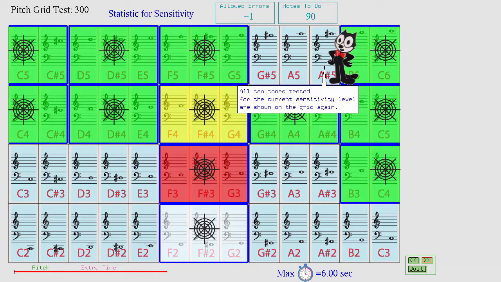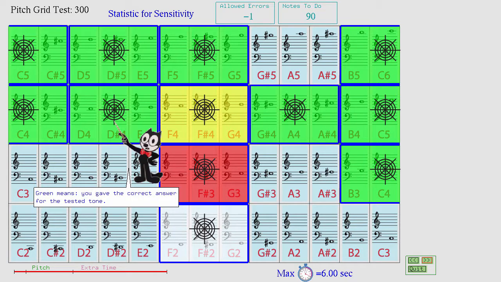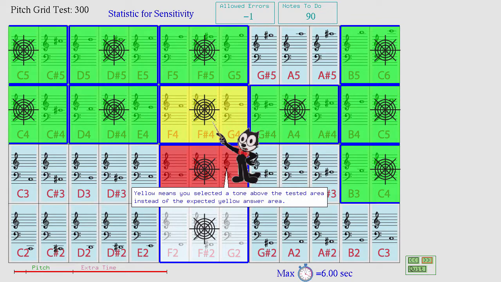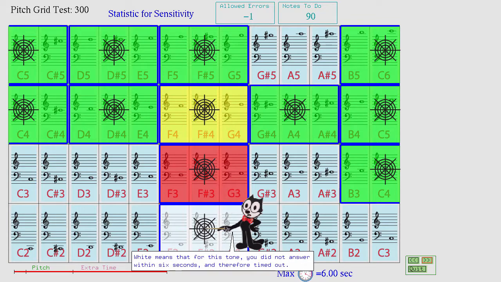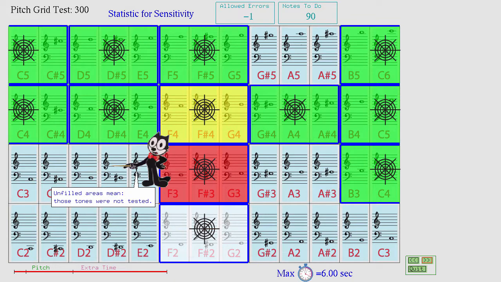All 10 tones tested for the current sensitivity level are shown on the grid again. Green means you gave the correct answer for the tested tone. Yellow means you selected a tone above the tested area, instead of the expected answer area. Red means you selected a tone below the expected area. White means that for this tone, you did not answer within 6 seconds, and therefore timed out. Unfilled areas mean those tones were not tested.